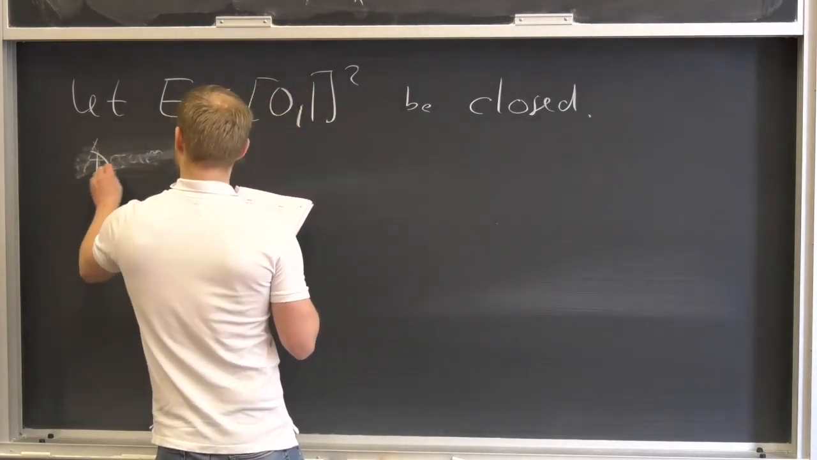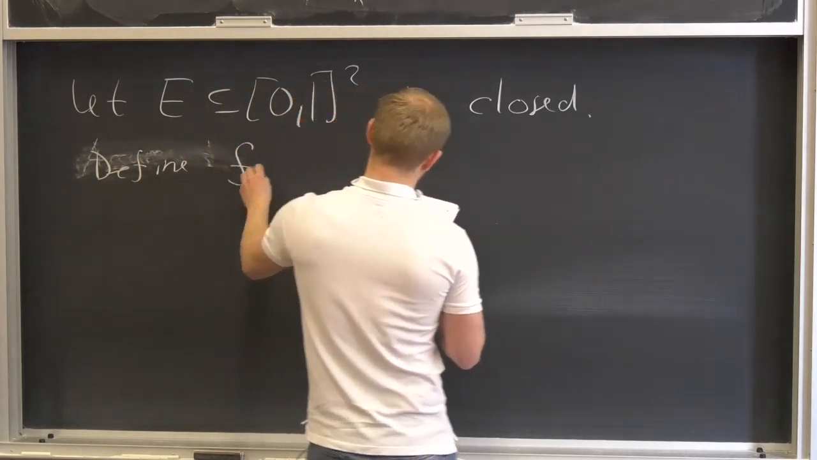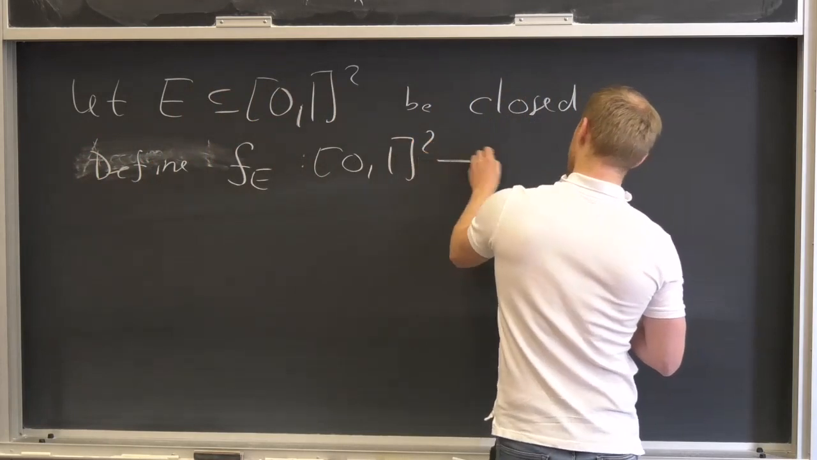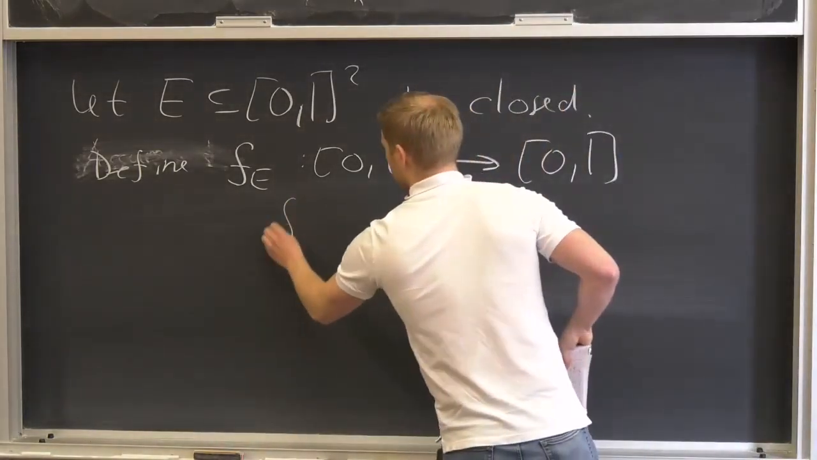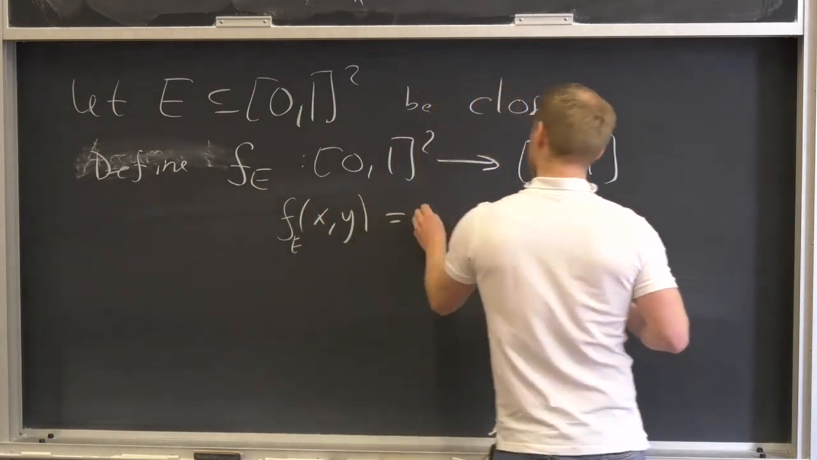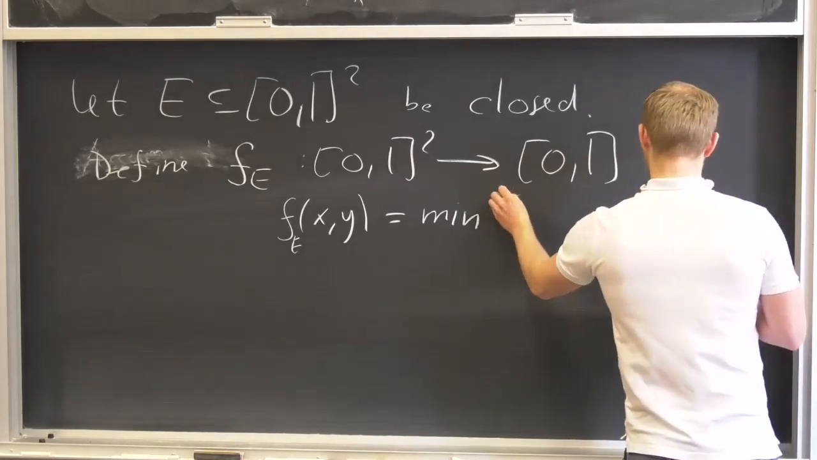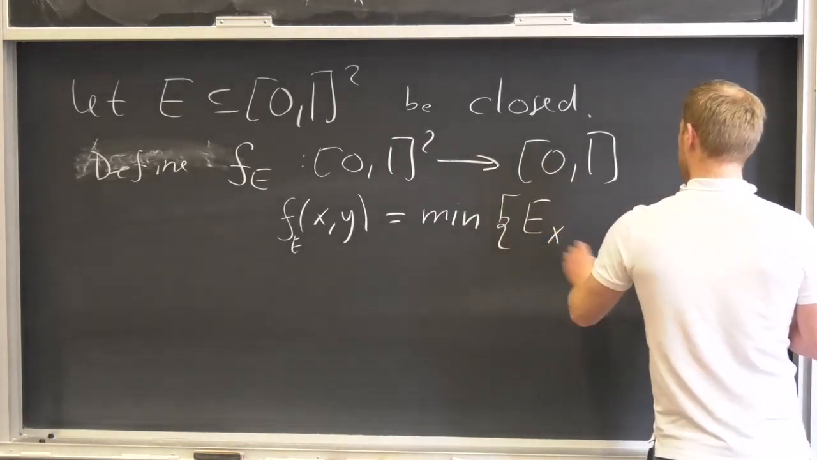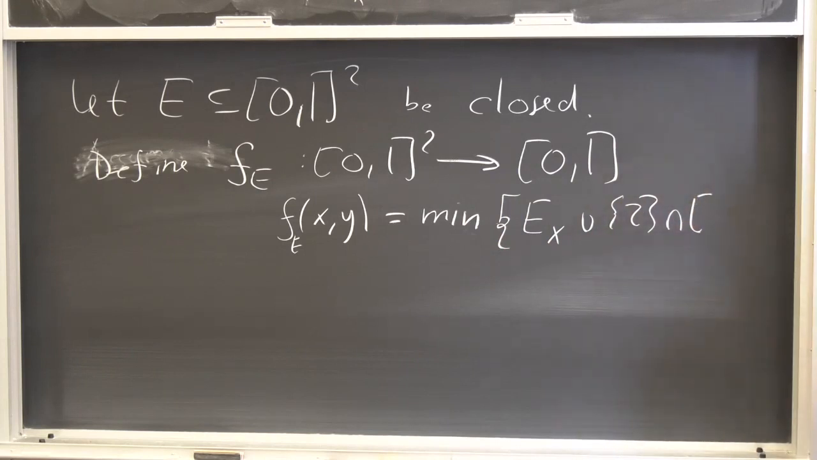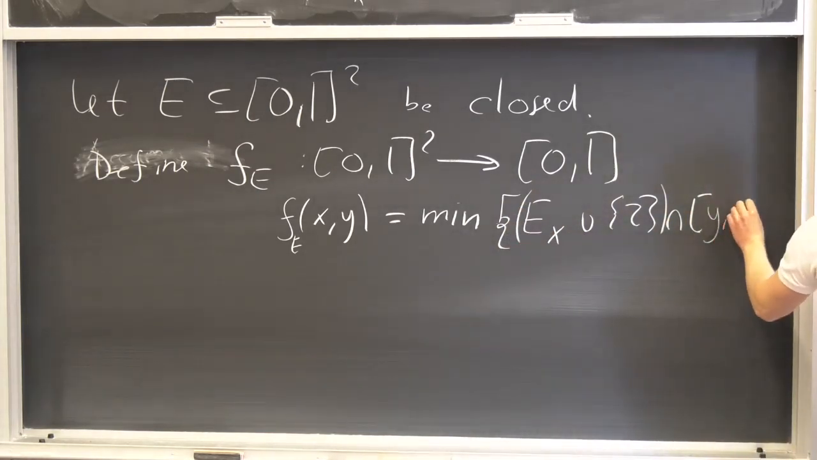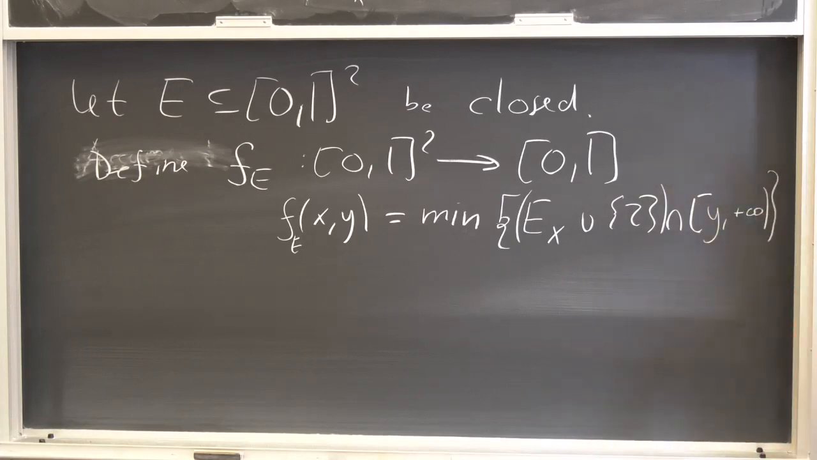so what I want to define is the following map. This will be the crucial map. It's a map from 0, 1 squared to the naturals, and it maps like this, to the minimum in E, so that's a fiber over X, union 2. And I intersect this with everything larger than Y. The 2 is really there to just make sure that this is everywhere defined.